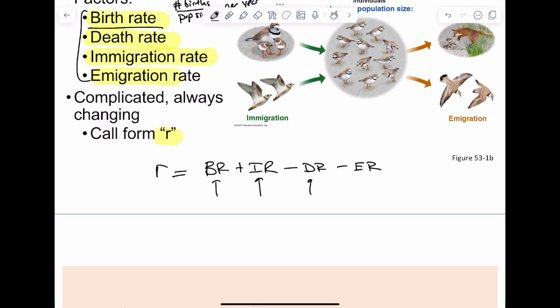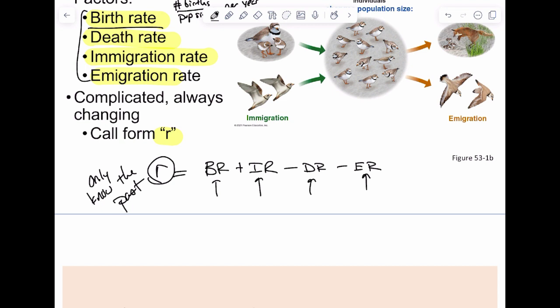I can tell you what the death rates are from last year, but I can't tell you what they are right now. I can tell you what the emigration rate was last year, but I can't tell you what it is right now. The problem with this factor is we don't know what it is right now. We only know it for the past. Which makes it hard to deal with.